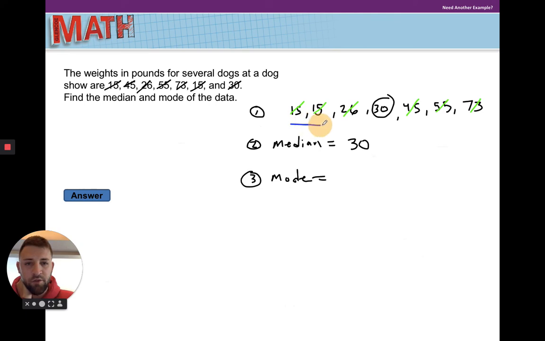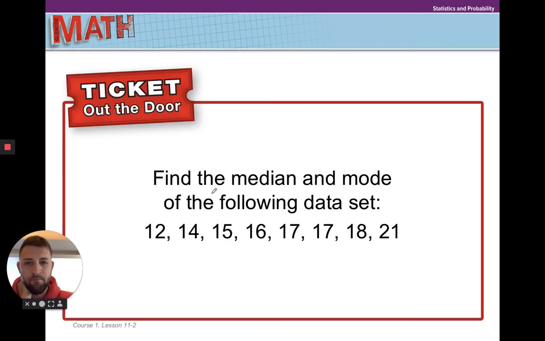Let's see. I have 2 15s. I have 1 26, 1 30, 1 45, 1 55, and 1 73. 15 shows up the most. Let's check and see if we are right. 30 was the median, and mode was 15. Very good. All right, some extra stuff for you. You can find the median and mode of this data set just to double check and make sure you're doing it correctly.